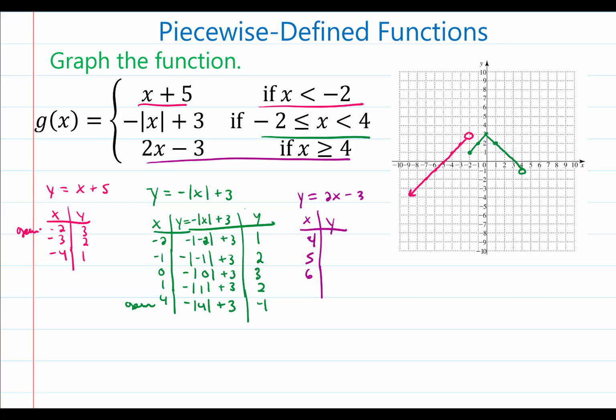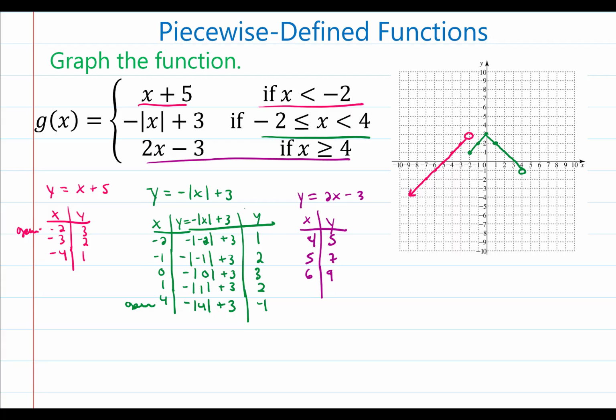Or we could evaluate the function at 4 and then use our slope to get more values if we choose to do that. 4 times 2 is 8, 8 minus 3 is 5. 5 times 2 is 10, 10 minus 3 is 7. And then 6 times 2 is 12, 12 minus 3 is 9.